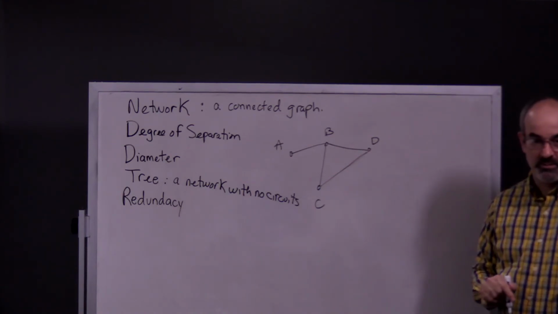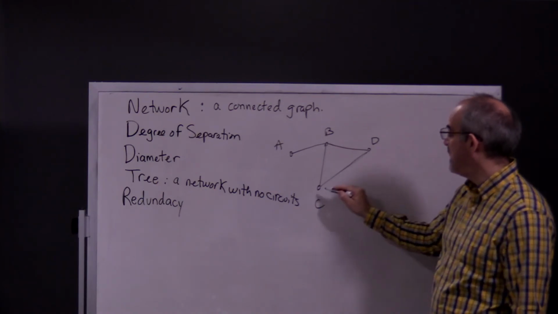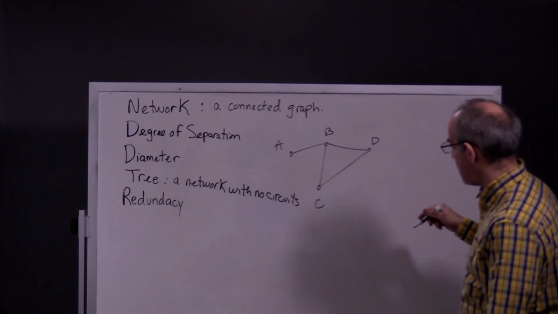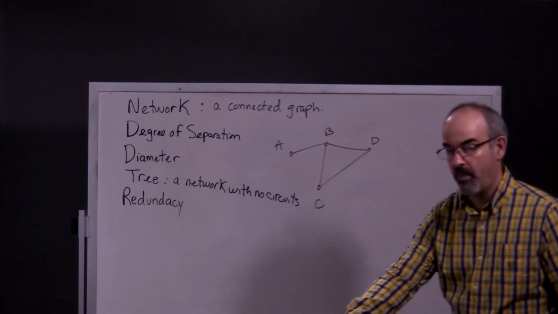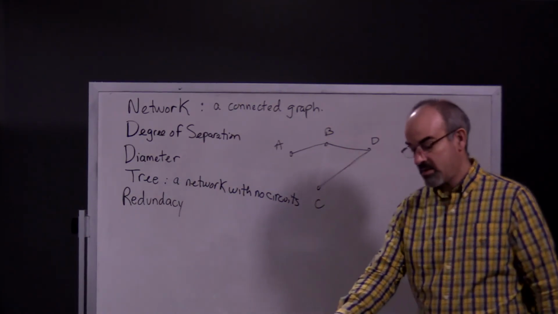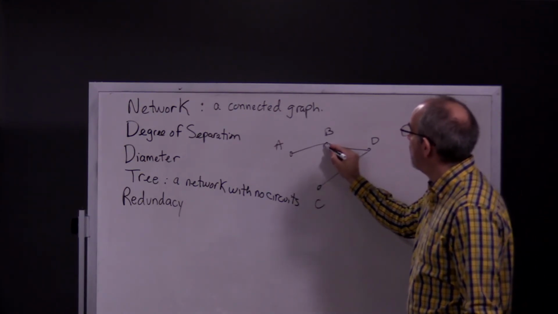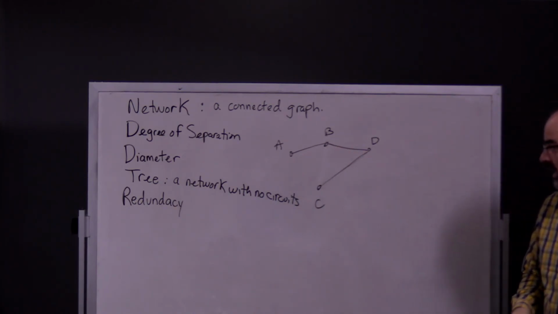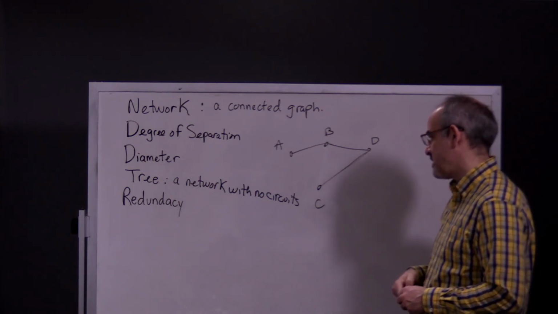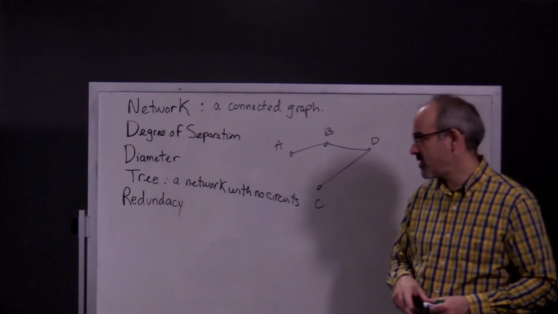This is not a tree because it has a circuit. You can go from C to B, B to D, D to C. That's a circuit. So this is not a tree. An example of a graph that would be a tree, I'm going to erase something here. This is still a network, still a graph, obviously. It's a connected graph, but it's also a tree because there are no circuits. So that's a simple definition of tree. It's just a network with no circuits.